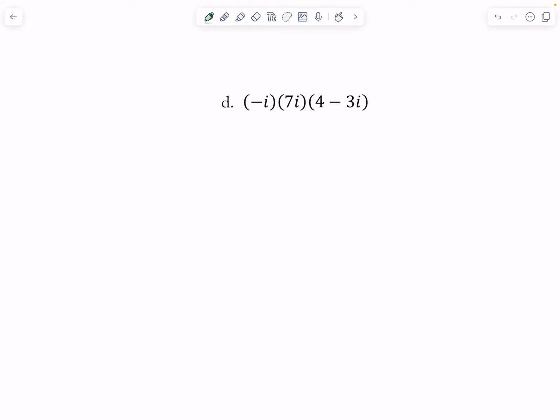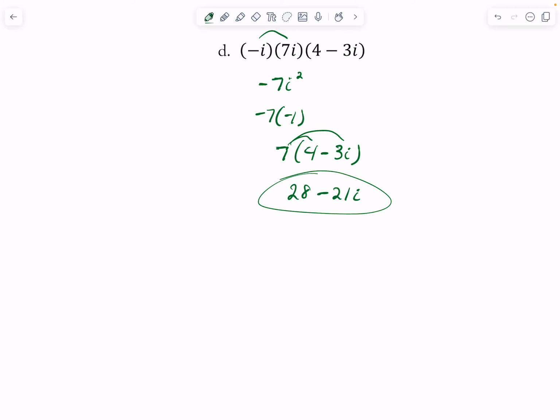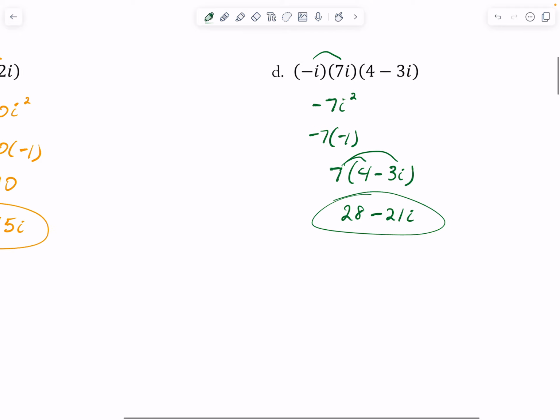All right, this last one here, I'm just going to multiply these first two, and that's going to be -7i squared, which is actually going to be -7 times -1, or positive 7. Now I'm going to bring down that 4 minus 3i. So I'm going to distribute that 7 times the 4 and the 7 times the -3i to get 28 minus 21i. And that's it for that one. Okay, so that's how we do multiplication.